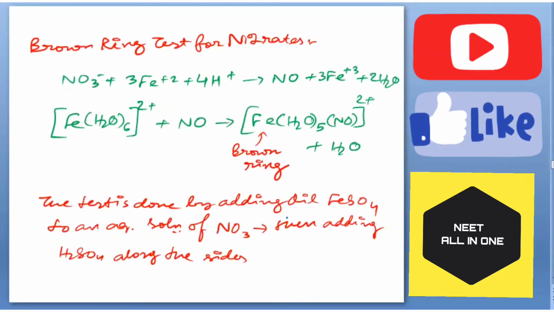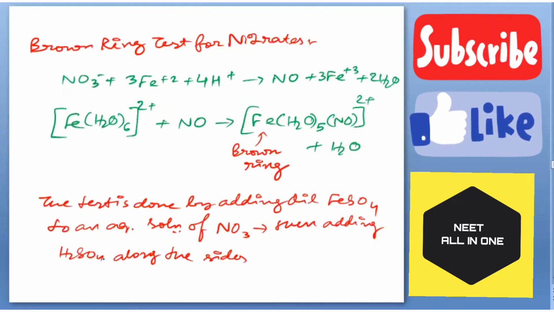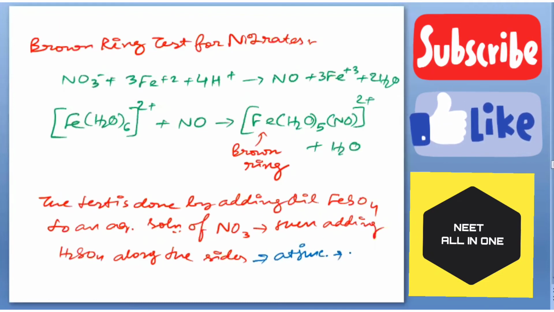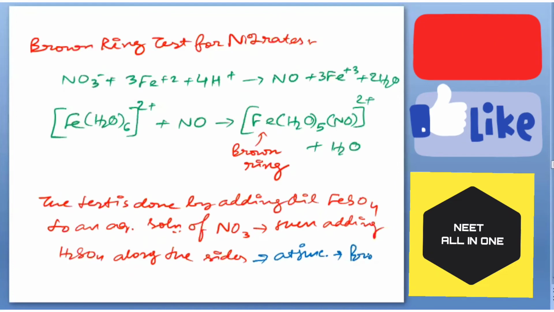So the test is done by adding dilute FeSO4 to an aqueous solution of nitrate, then adding H2SO4 along the sides. When it is added, what happens? At the junction of the H2SO4 and the nitrate and FeSO4 solution, it forms the brown ring. That's how we identify it.